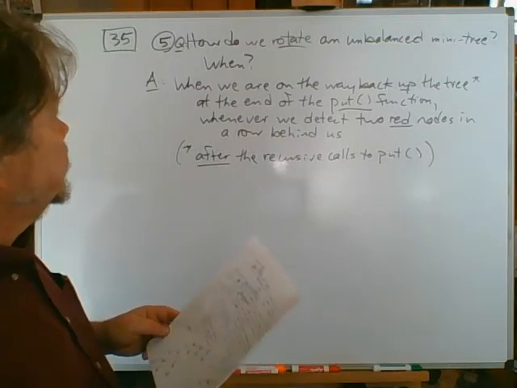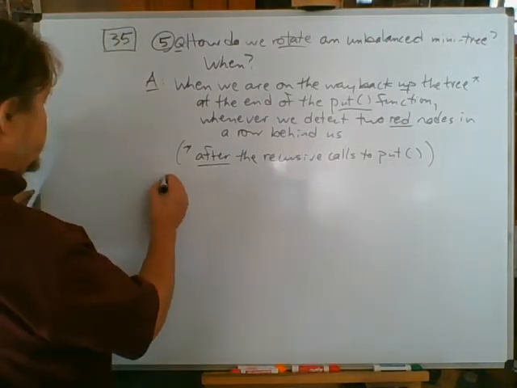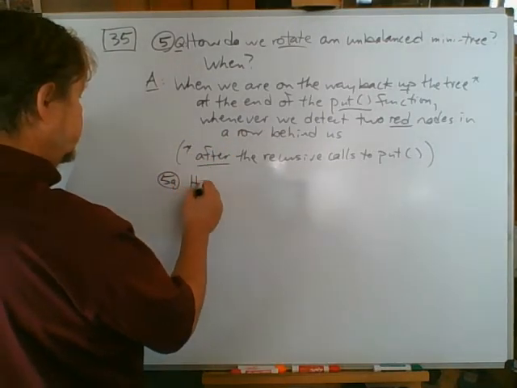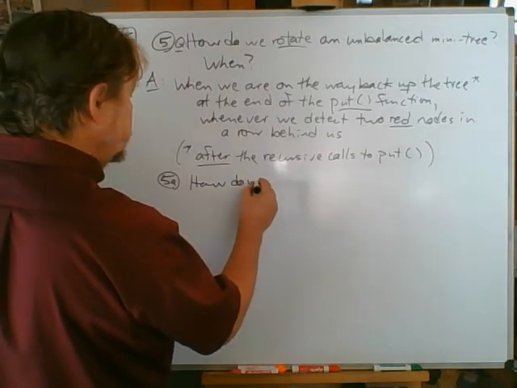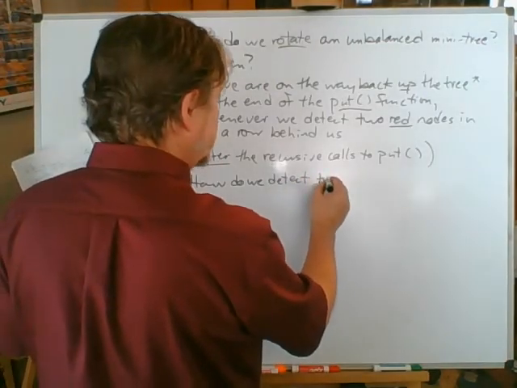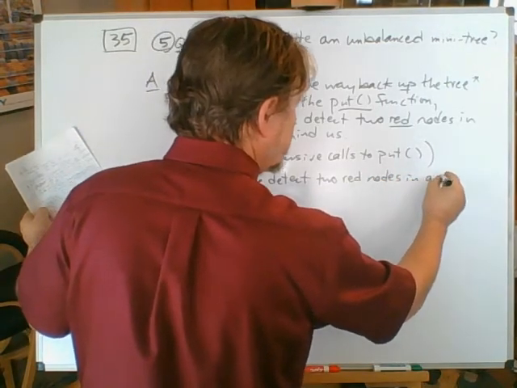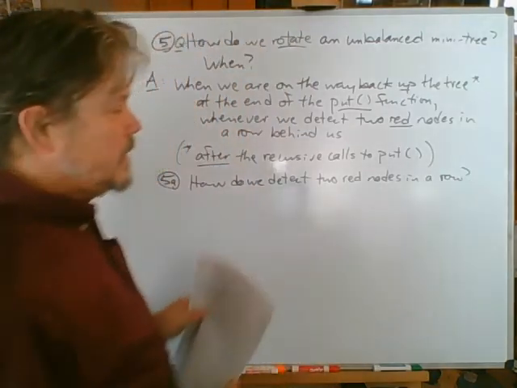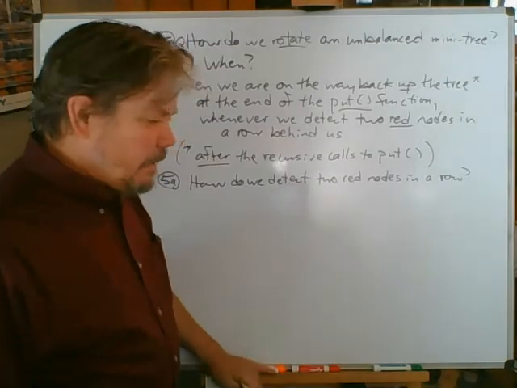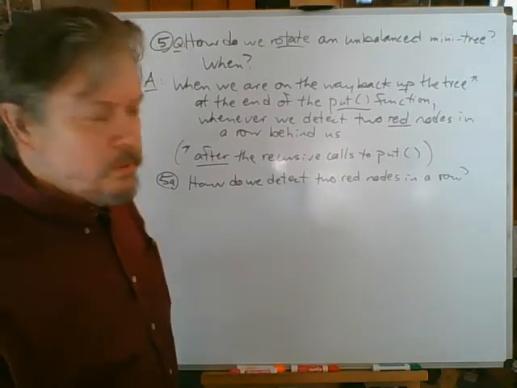But how do we rotate? Well, I could do that. I'll do that almost as an aside here. This will be question 5a. How do we detect 2 red nodes in a row? Maybe that's just so simple it goes without saying, but we can say it anyway. How do we detect 2 nodes in a row, 2 red nodes in a row? Maybe there's a fancy way. I don't know of a really fancy way. I would say just stop and turn around and look behind you and see what you got.